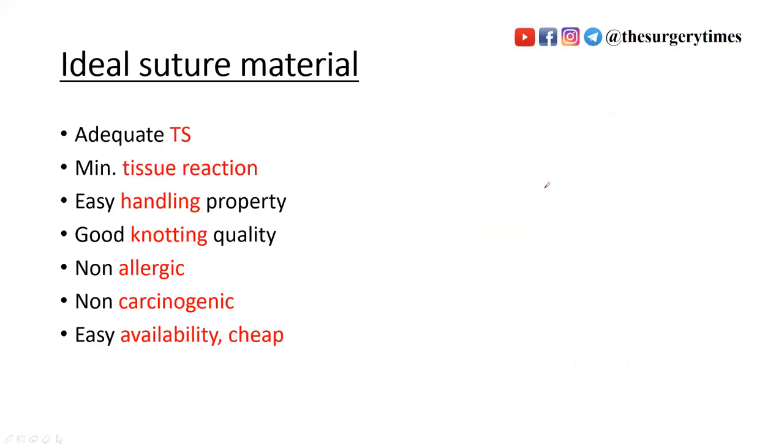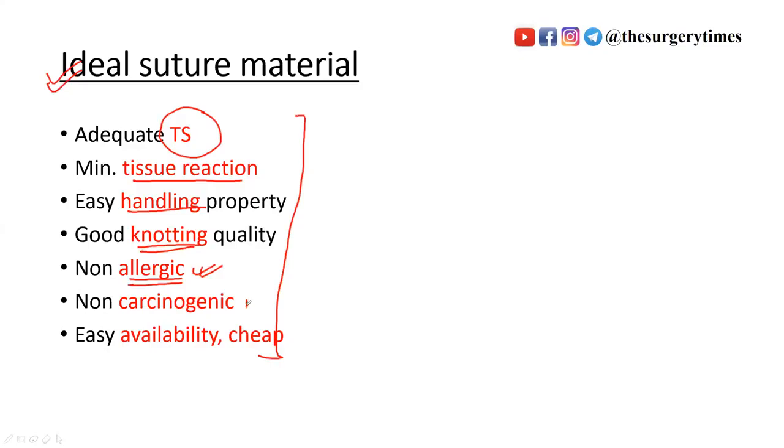Okay, fine. So now, there are a few points by which you should choose whether a suture material is ideal or not. First is tensile strength. Follow the red lines only, red words. Tissue reaction should be minimum. It should be easy to handle with good knotting quality, and it should be non-allergic, otherwise you cannot use it. And also non-carcinogenic, easily available and cheap. These are the factors for an ideal suture material.